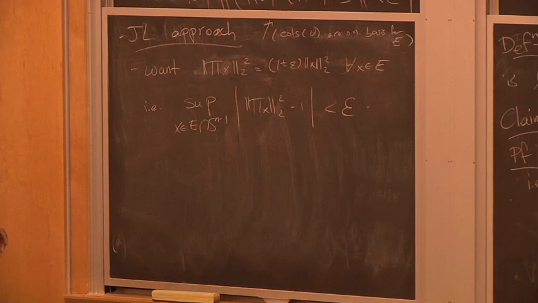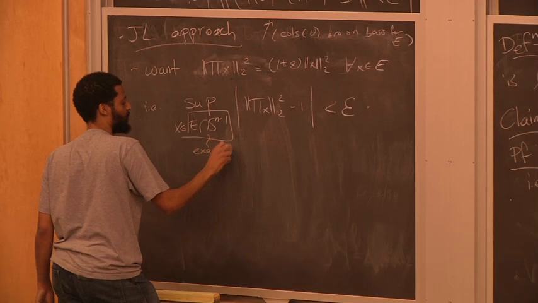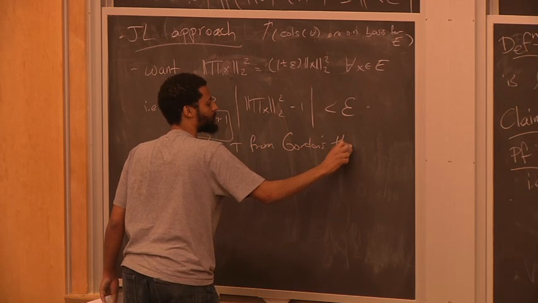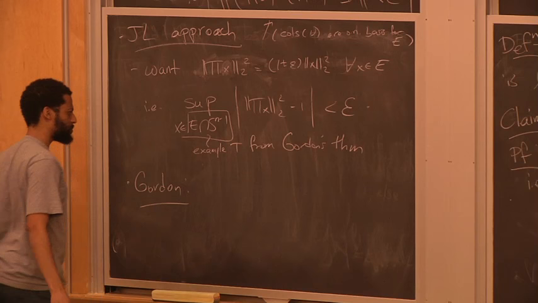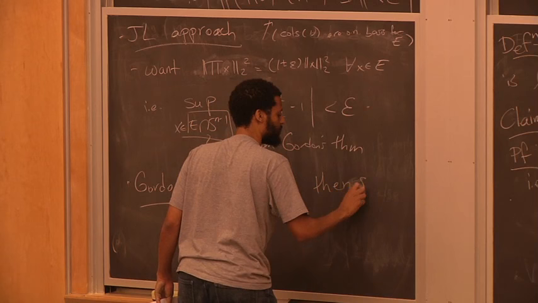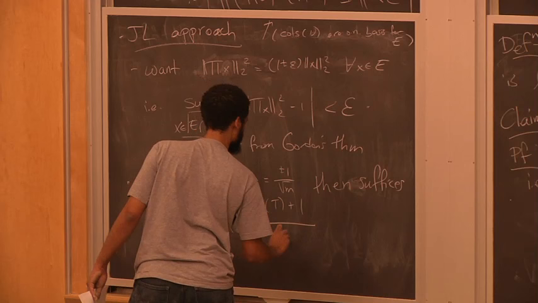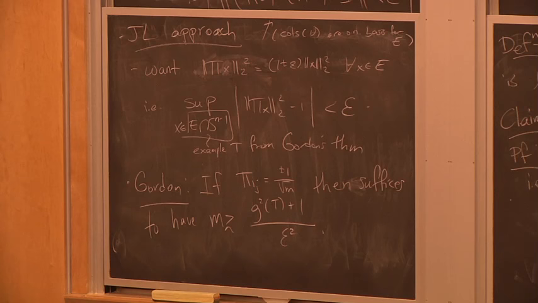So where have you seen something like this expression? This was what we were dealing with when we were talking about Gordon's theorem. This could be an example of a set T from Gordon's theorem. Remember what Gordon told us: if Pi_ij is a random sign over root m, then it suffices to have m at least the Gaussian mean width squared of the set T plus 1 over epsilon squared. So now the question is just, if we take a random sign matrix, how many rows do we need?